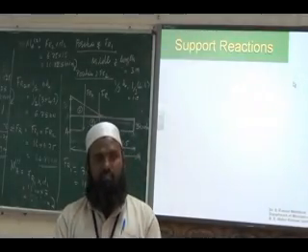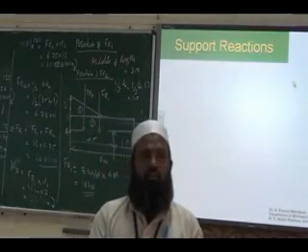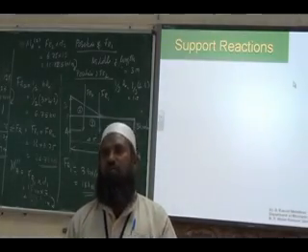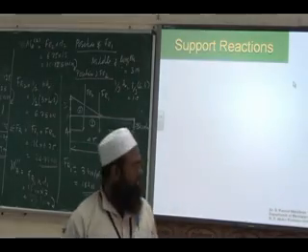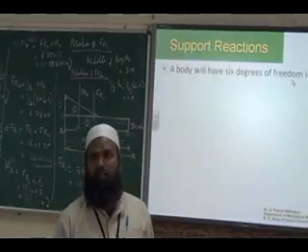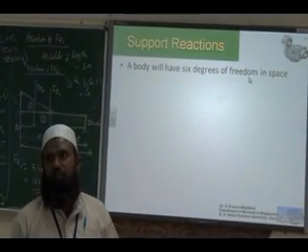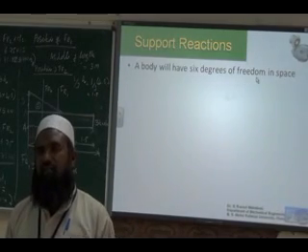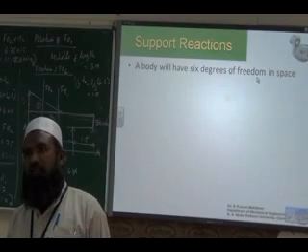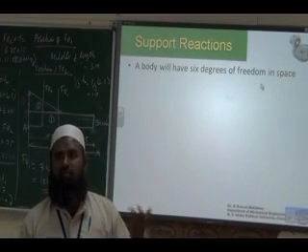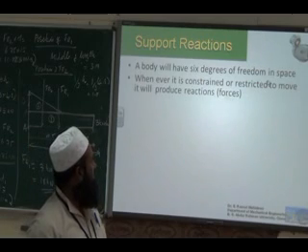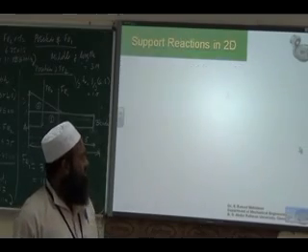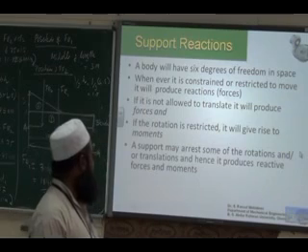A support is arranged in such a way that if translation is not allowed, it will produce a force. If rotation is not allowed, a reactive moment will be developed. A body in space will have 6 degrees of freedom: 3 translations and 3 rotations. Translation along x, y and z, and rotation about x, y and z. Okay. So depending on the type of constraint we have, the reaction will be developed in a particular manner. If it is not allowed to translate, it will produce a force. If it is not allowed to rotate, it will produce a moment.